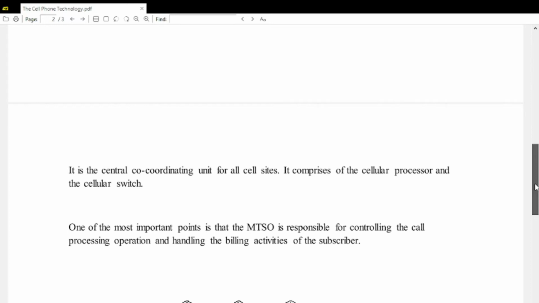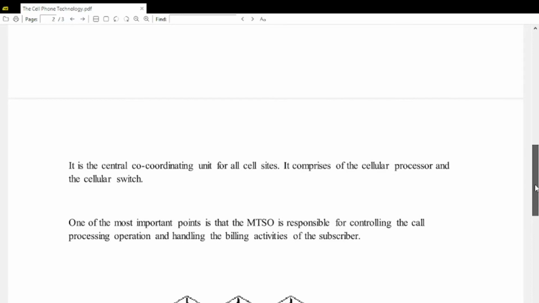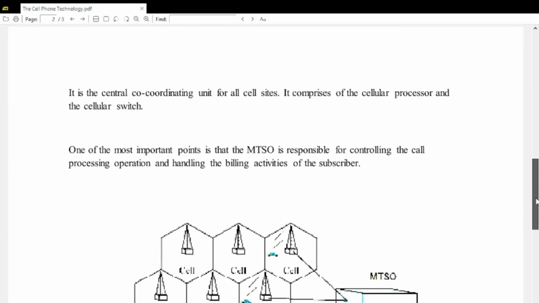And it comprises of a cellular processor and a cellular switch. So the most important thing about MTSO was the handling of call processing operation, and also the handling of billing activities of the subscriber. So that was a key thing.